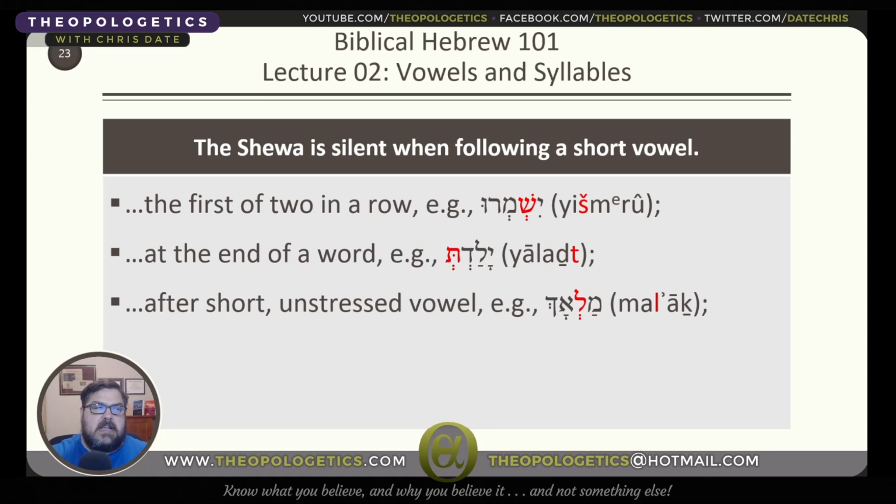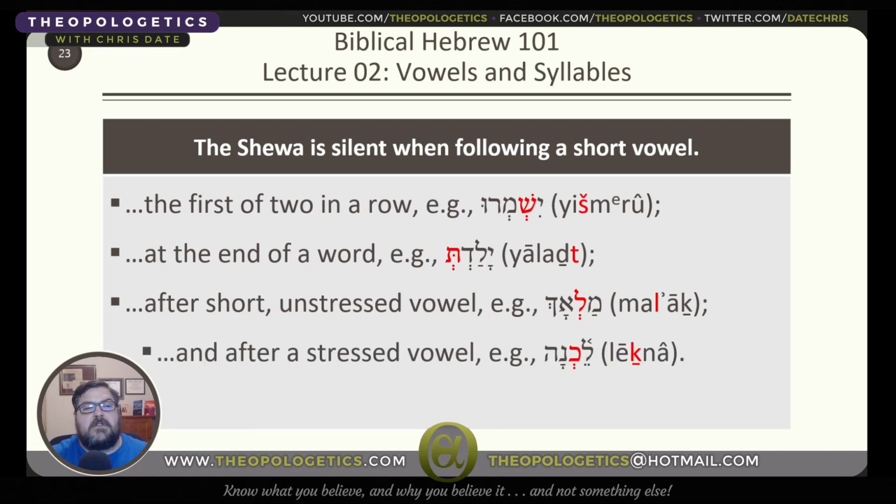It's also silent after a short, unstressed vowel. So in the word malach, which means messenger or angel, the stressed syllable is the last one, ach. The previous syllable is mal, and the vowel in that mal is short. And so since that syllable is not stressed, the shva is silent.